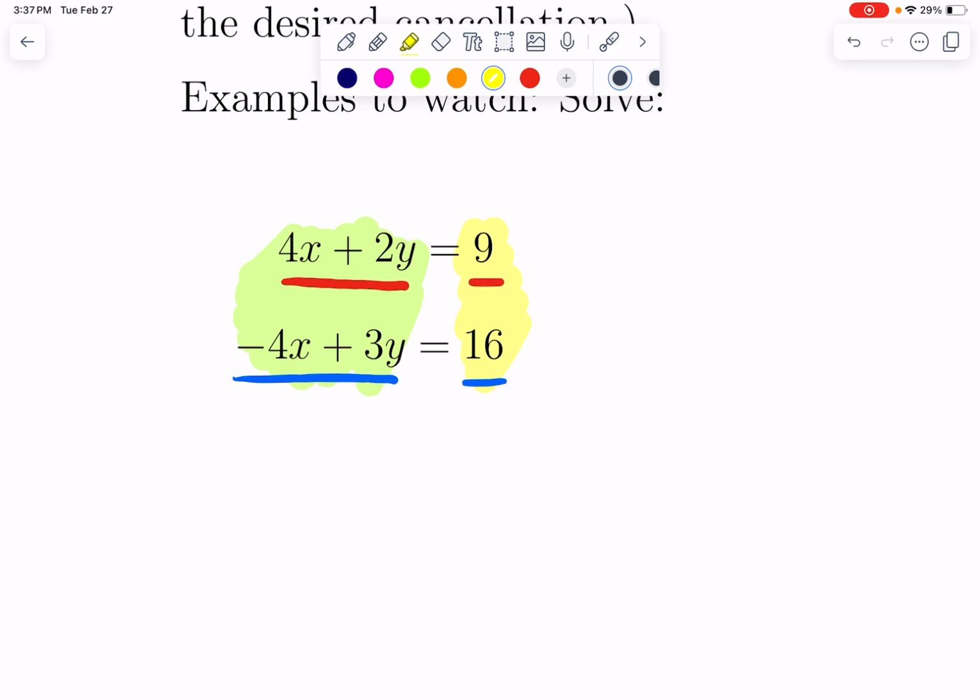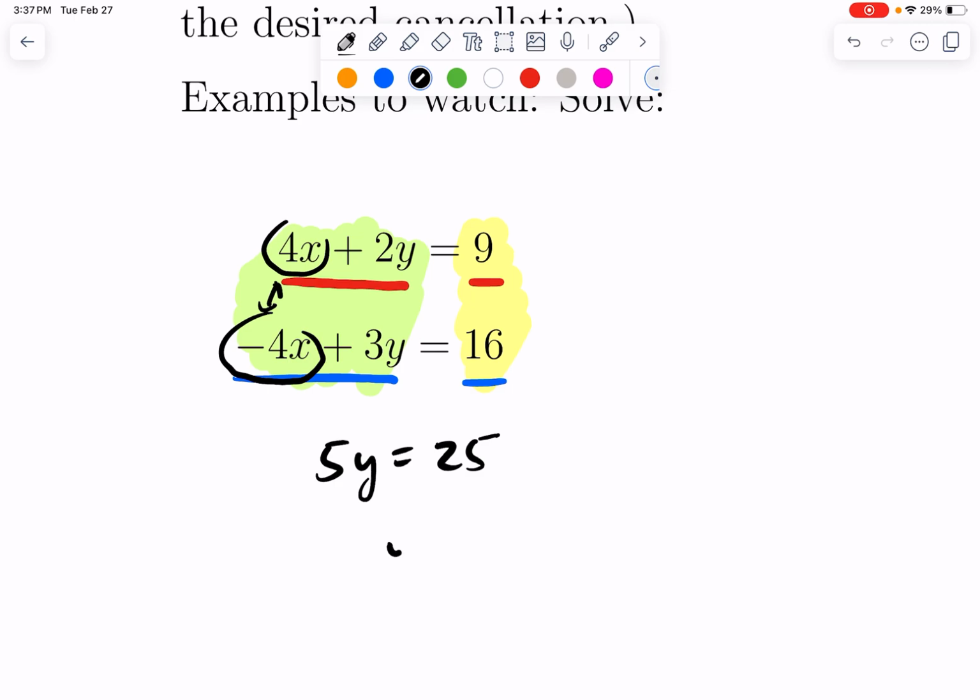If I do that, what I notice is that the 4x here and the negative 4x here basically cancel each other out. That's why we call this elimination. So when we add all this up, this part's basically just 0, and we're left with 5 copies of y. The x's cancel out. And on the right-hand side, we get 25, so that means y is equal to 5.